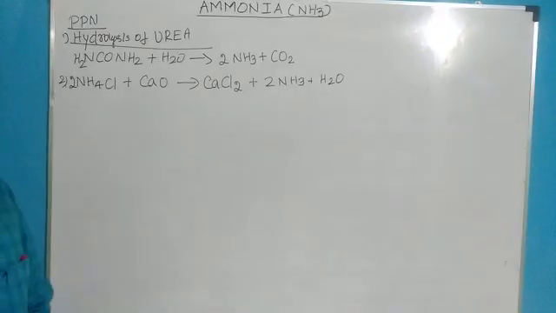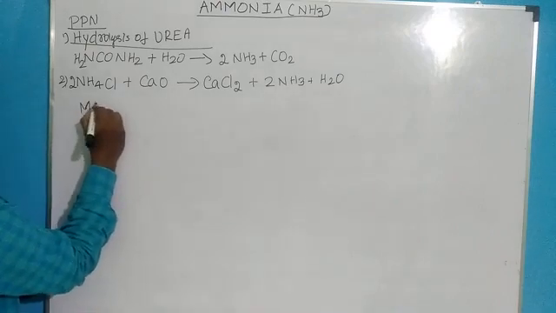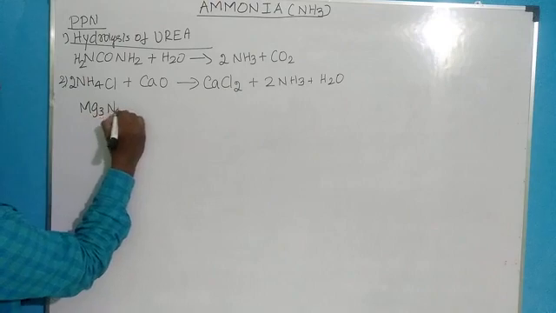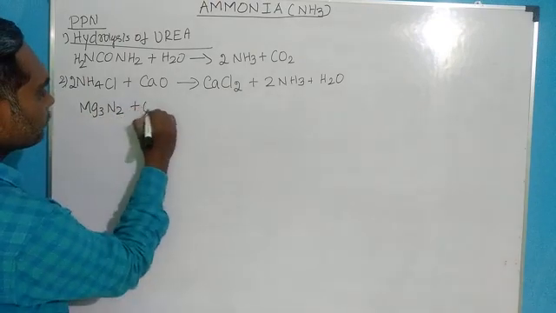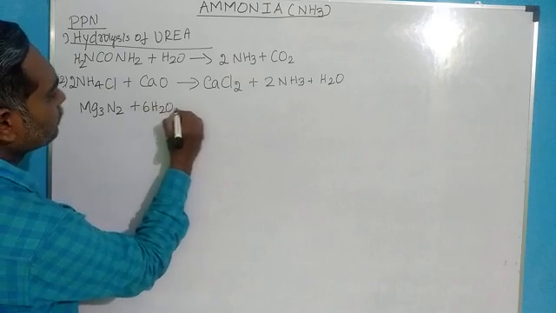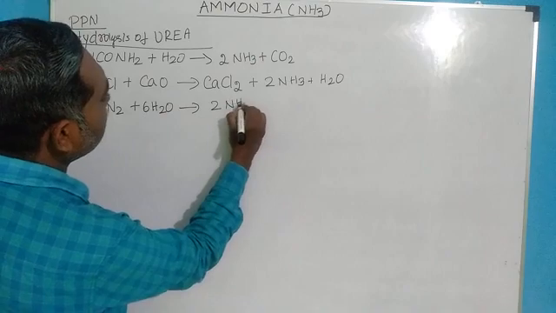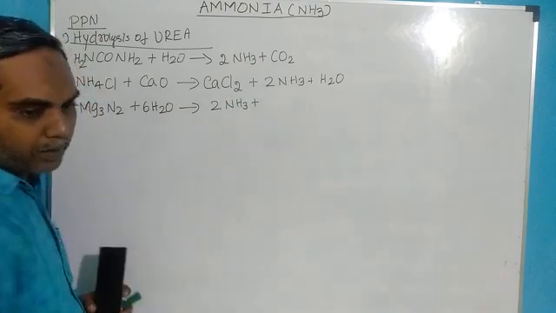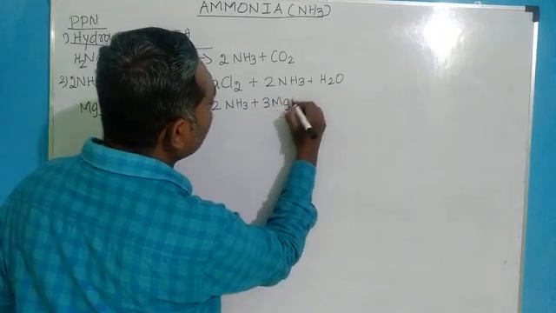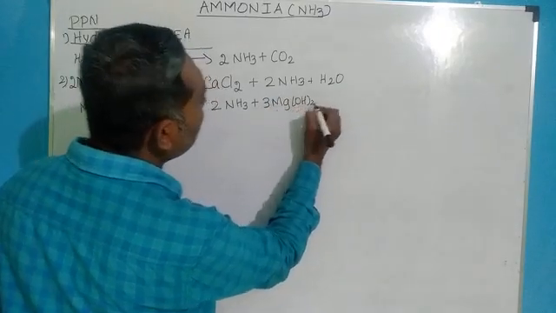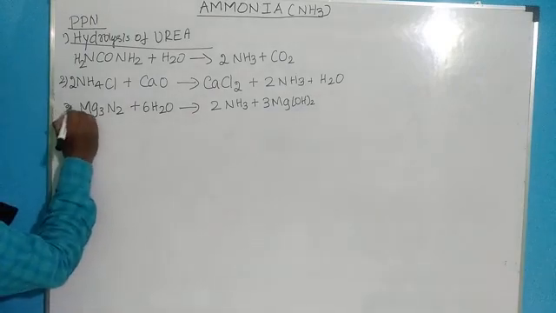Then the third method of preparation of ammonia: magnesium nitride reacts with water. We get 2 NH3 plus 3 Mg(OH)2. Magnesium hydroxide and ammonia. This is the third method.